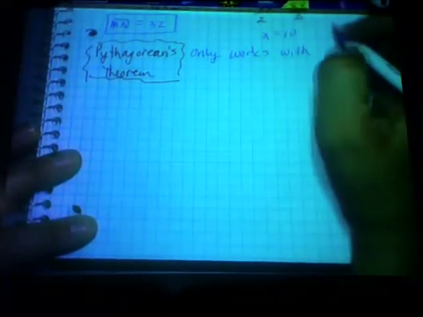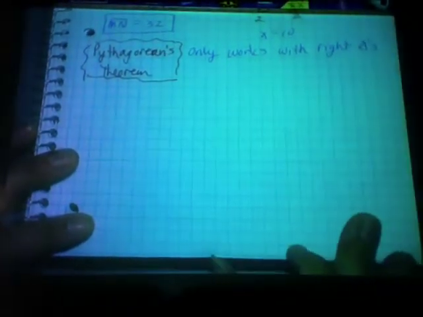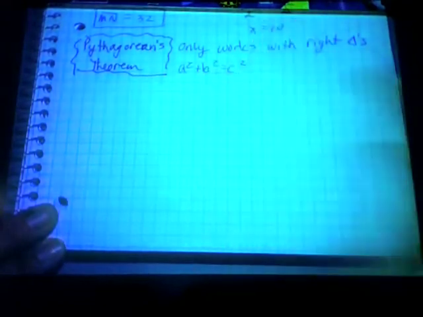All right, so Pythagoras Theorem says, and by the way, it only works with what? Right. Yes, with right triangles. So it only works with right triangles. And it is a squared plus b squared equals c squared. Well, what does that mean? So we're going to draw a little right triangle, and we're going to label it.